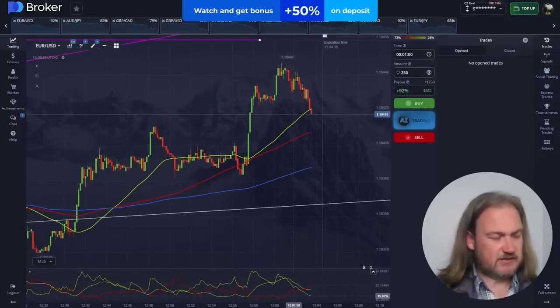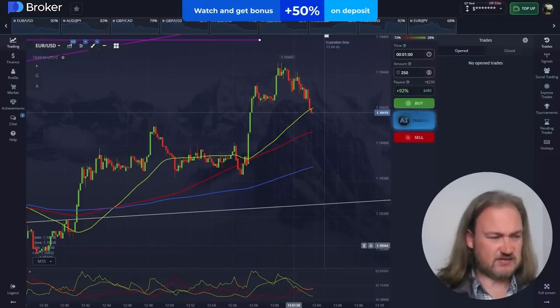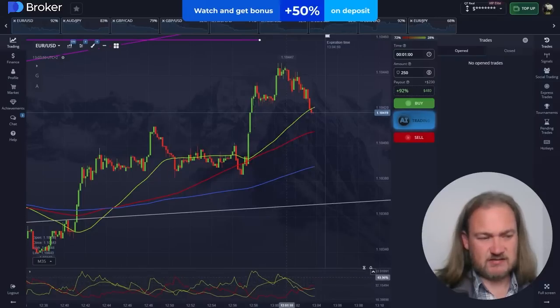The default colors on the Pocket Option platform are a bit different than this. I just changed them to this because this is how I'm used to it. And the yellow line represents the ADX.